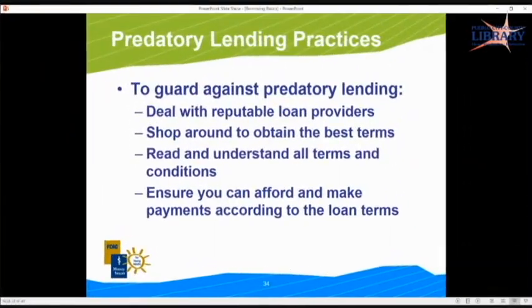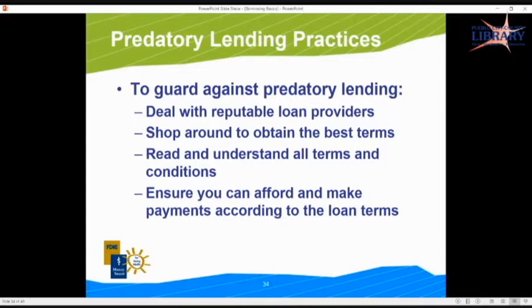When we talk about predatory lending practices, to guard against them, make sure that you deal with reputable loan providers. There are a lot of lending companies out there that are high rate and low payment, and like I said, your payments may go on forever and ever. So make sure that you use reputable loan providers. Shop around to obtain the best rate and terms, and we're going to talk about that today too. Read and understand all the terms and conditions. All that fine print in those contracts is really there for a reason, and you should be paying attention to it and making sure you understand it.